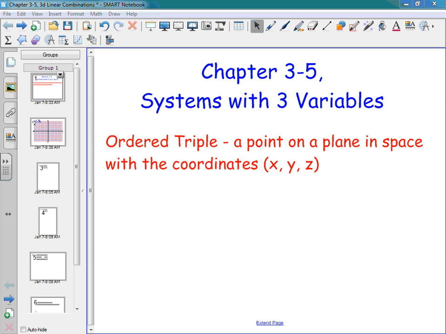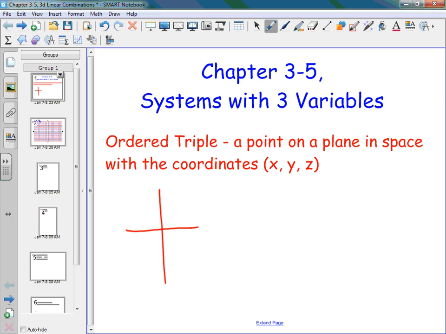So whenever you add another variable, that means you add another axis. When you add another axis, that line turns into a plane. Do we understand that? Okay? So now I have these 3 sheets of paper, and we want to find out where these 3 sheets of paper intersect. Does that make sense? And that point of intersection is going to be called an ordered triple. Okay? An ordered triple means we've added another axis.